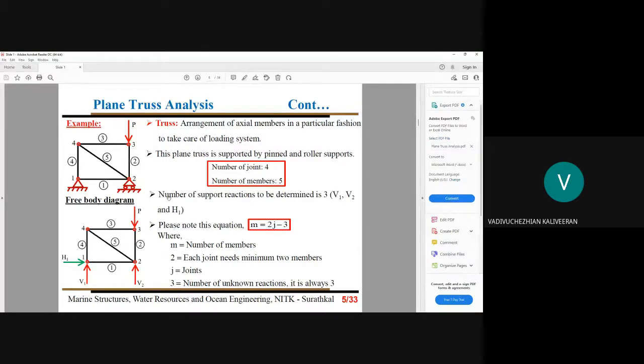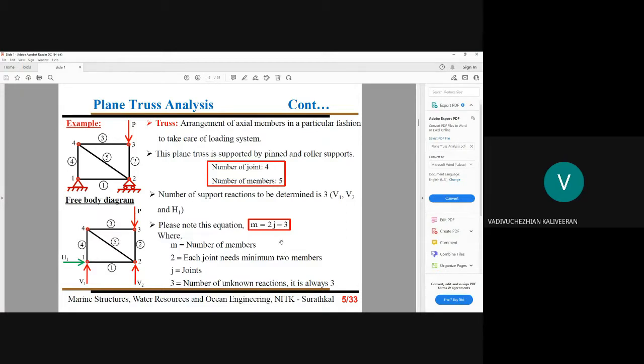By observing many sets of trusses and trying to identify the pattern, based on our observation we are fixing m equal to 2j minus 3. One thing you have to remember: in this problem, we have our nodal load or applied load at joint number 3. You have to note, at 1 we have a pinned support, at 2 we have a roller support. So 1 load and 2 supports. The load represents a non-essential boundary condition, and the pinned and roller supports directly represent our essential boundary conditions. You have to note this.